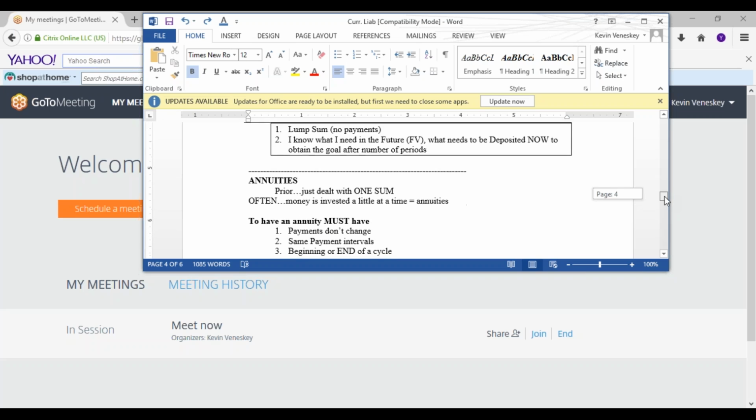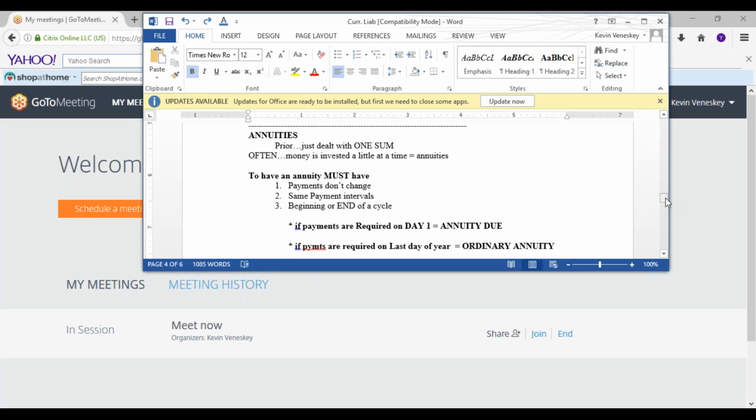All right, so that was looking at lump sums. Now we're going to do just the opposite. We're going to do payments. When you have payments, a lot of times these are called annuities, but for something to be called an annuity, it does have to meet 3 criteria.